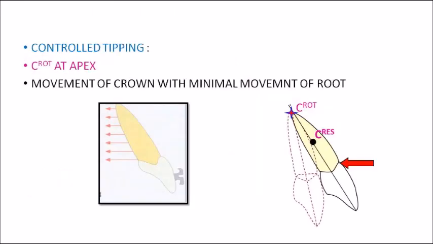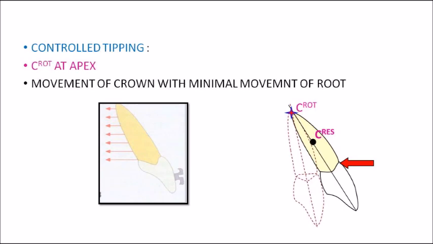Now there is one kind of tipping movement which is called controlled tipping. So controlled tipping is one in which there is movement of the crown in the same direction as the force being applied, but the movement of the root will be very minimal. So the crown will be moving in the same direction as the force being applied, but the root movement, which is happening in the opposite direction of the force applied, will be minimal. So this is called controlled tipping, and here the center of rotation will be at the apex.